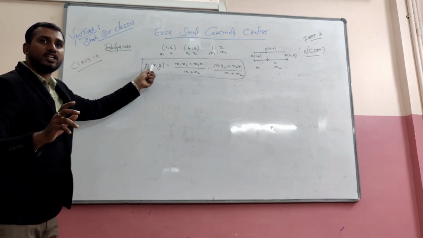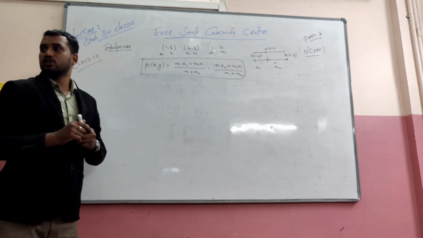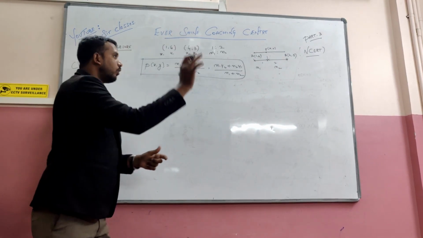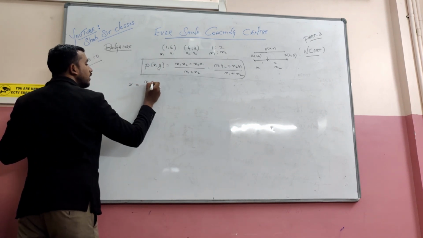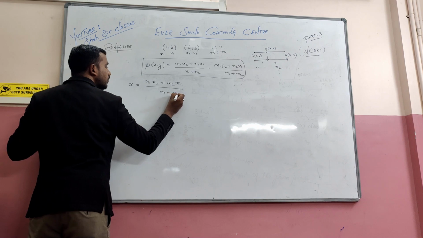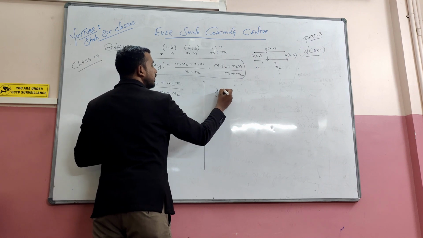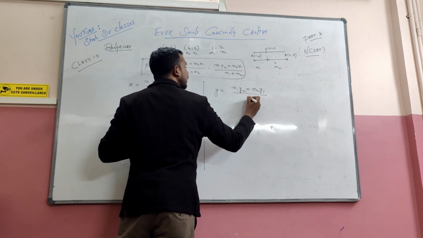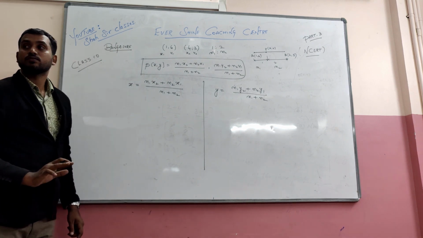Now if you need the x coordinate, take x. If you want the y coordinate, then take y. Understood? We want to find P of x comma y. So I will take the x coordinate. x is equal to m1 x2 plus m2 x1 by m1 plus m2. If you want the y coordinate, y is equal to m1 y2 plus m2 y1 by m1 plus m2. Understood, son? Yes, sir.